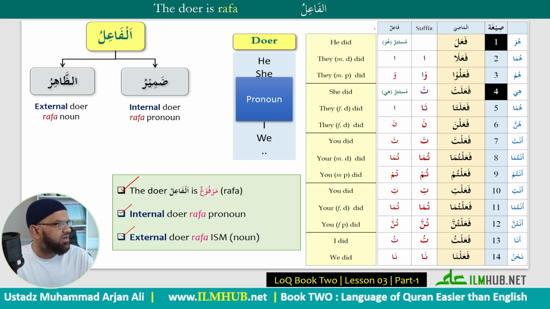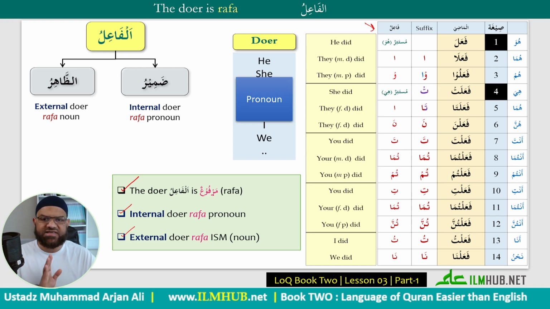So going back to our previous lesson, all of these doers that are there, which again, I'm not going to go through all of them. If you missed the lesson, please go back. I've explained this in detail. So all of them are the doer. And hence, because they're a pronoun, they're an ism, they have the four properties. And their property or i'rab is that they are rafa. So that is why I'm calling it internal doer pronoun. In brackets, you can put rafa pronoun. So it is an internal doer, which is the pronoun.